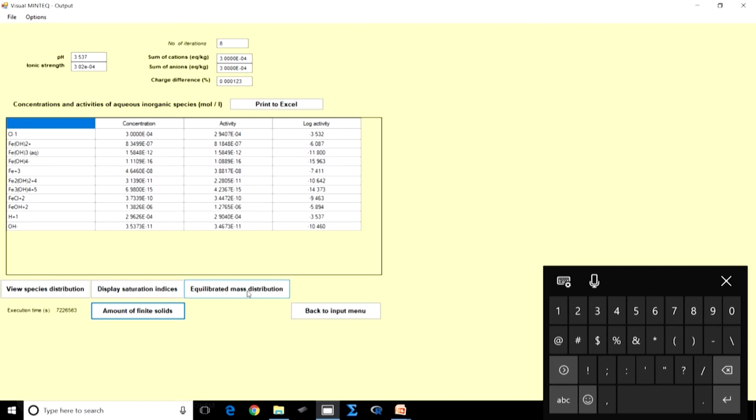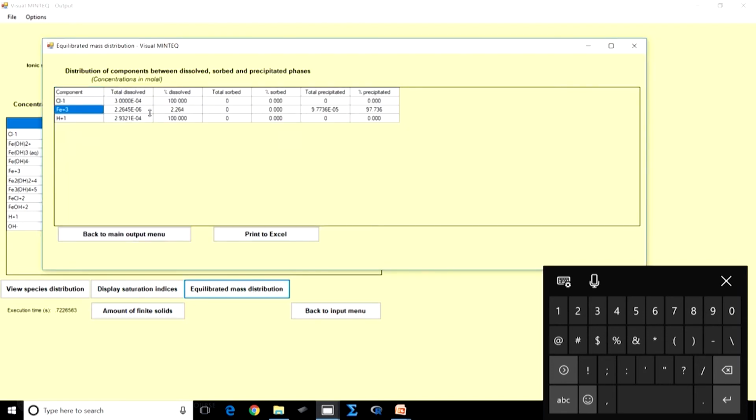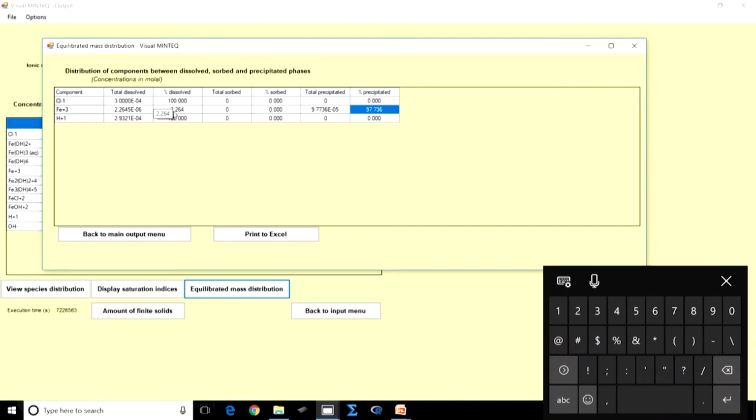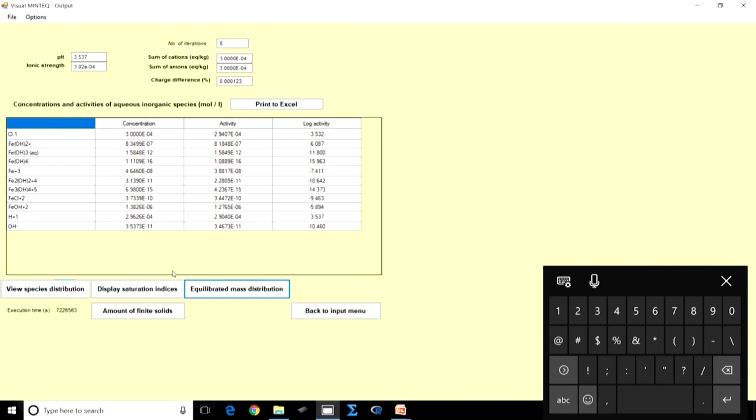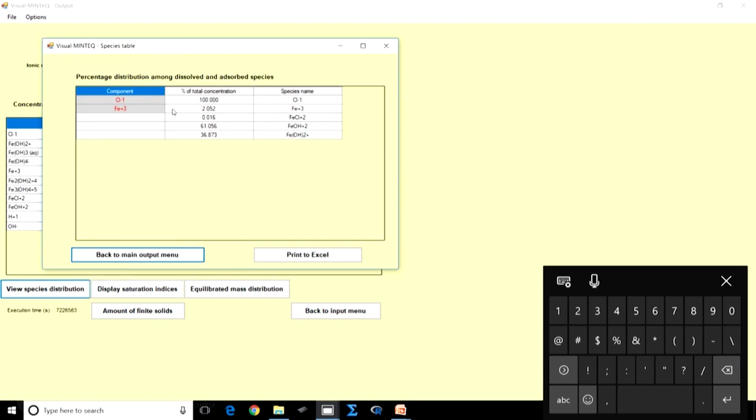So let's look at the equilibrated mass distribution. Here for Fe3+, the percentage dissolved is only 2.2% of the total that you plugged in initially, but the percentage that has precipitated out is 97.7 or 97.8%. So almost 98% of the ferric iron, Fe3+, that you plugged in precipitated out, and only 2% is present in the dissolved phase in the various complexes. Within this 2%, let's see which aqueous complex predominates. I think it's FeOH with a +2 charge, and yes, that is relatively predominant.